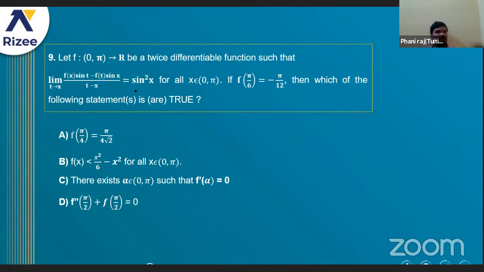Next we come to the ninth problem. The ninth problem says f maps from 0 to pi to R, twice differentiable. Whenever you get such functions, there's a trick which you should follow. It's very short and very nice. Limit t minus x going to 0. So f of x sine t, add and subtract f of t sine t.